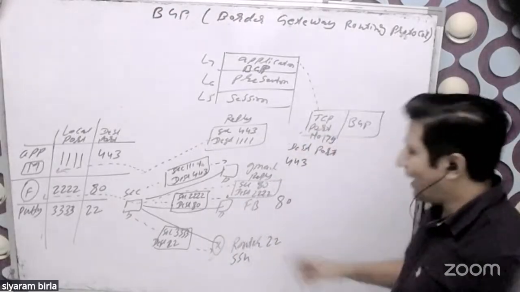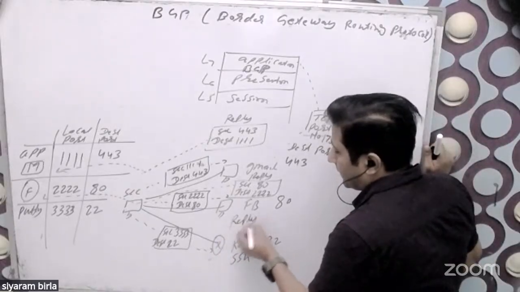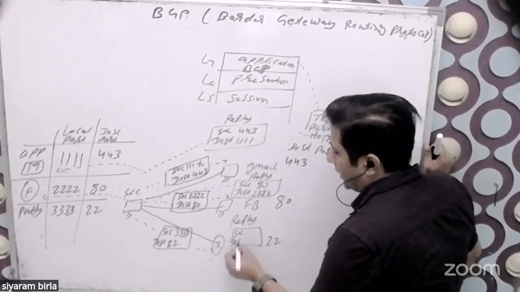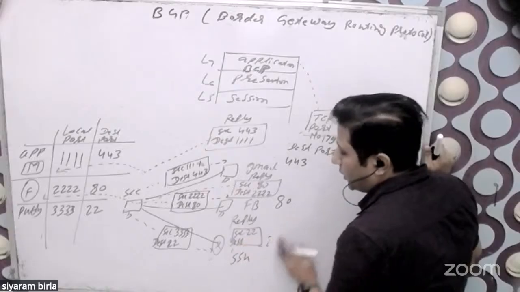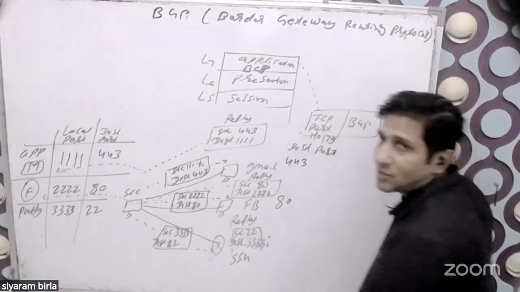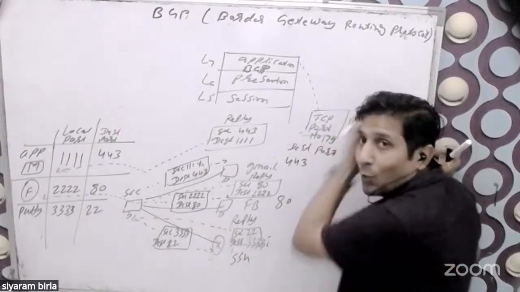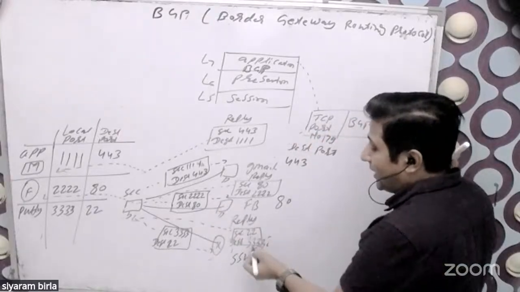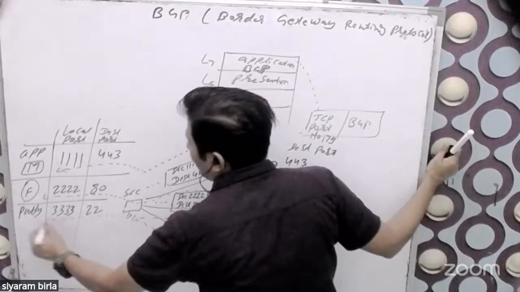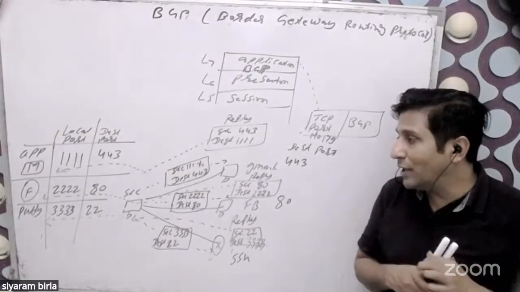Similarly here, the router also creates the reply packet. In the reply packet, the source port is 22 and the destination port is 333. They are just the reverse port numbers, and it is sent to the source. Once it reaches my PC, the destination port is 333, so that packet goes to PuTTY only.